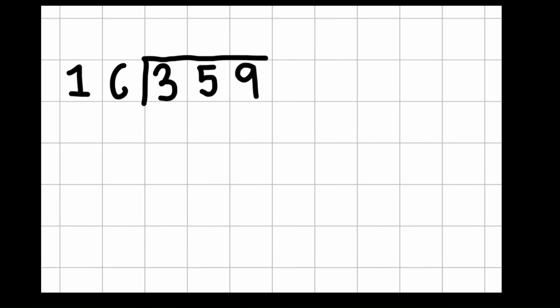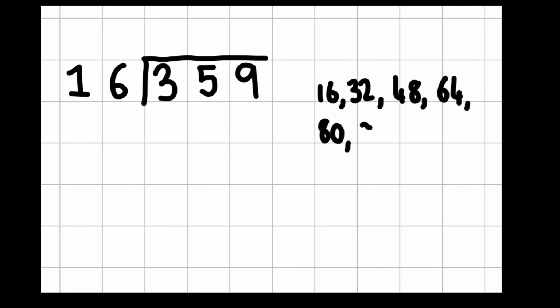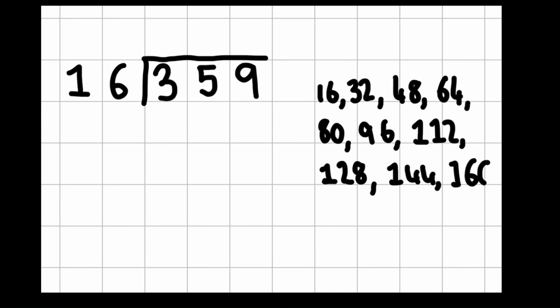I'm going to start off with writing out my multiples of 16. 16, 32, 48, 64, 80, 96, 112, 128, 144, 160. So I know I can't fit any lots of 1600 into 300.